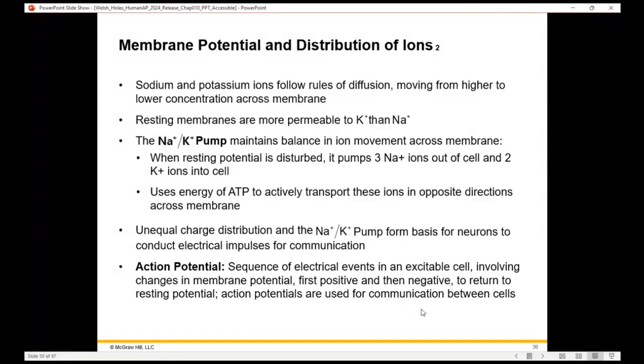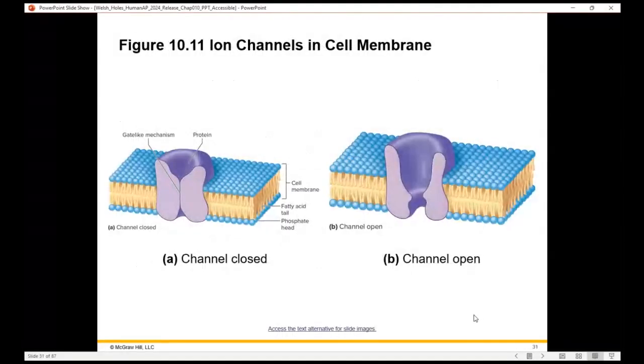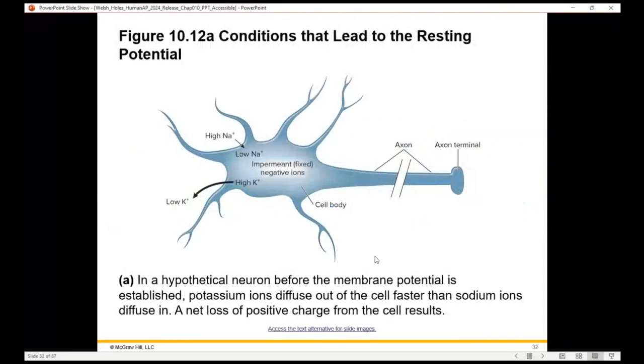An action potential is a sequence of electrical impulses in an excitable cell that involves changes in the membrane potential, first positive, then negative, to return to resting potential. Action potentials are used for communication between the cells. Figure 10.11 shows you ion channels in the cell membrane, a closed one and an open one. Figure 10.12a shows you conditions that lead to the resting potential.